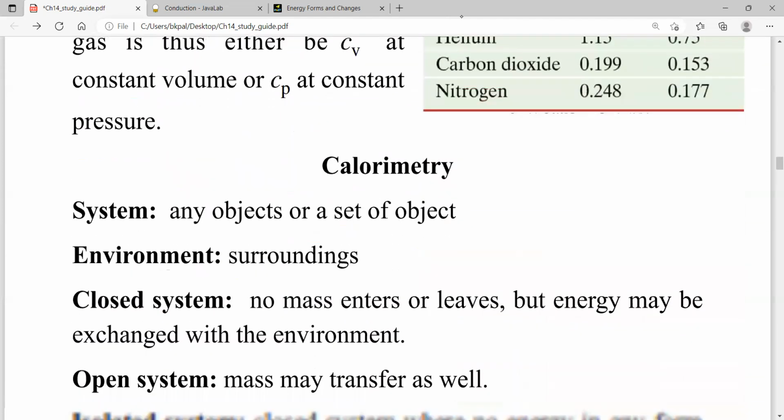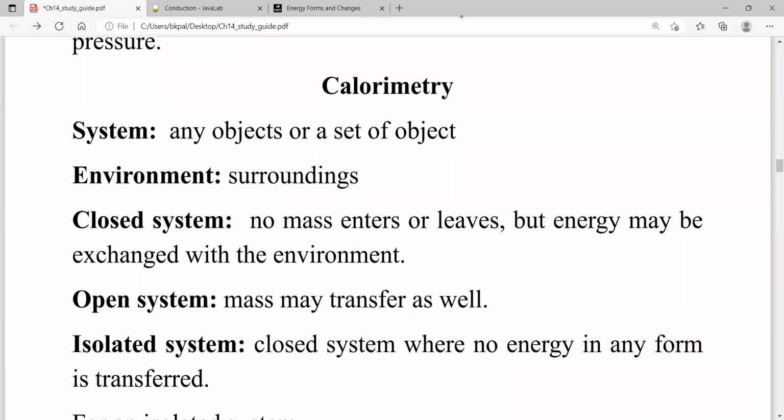The next thing is calorimetry. To learn calorimetry, we need to learn some terminology. So before we learn calorimetry, let's learn the terminology and then go back to calorimetry. The first thing we need to understand is a system. So what is a system? The system is an object. Basically, any object of our interest can be a system.